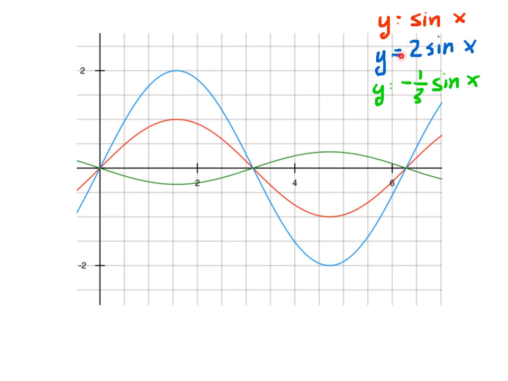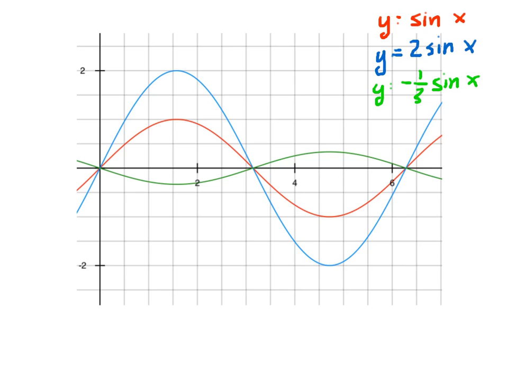So if we multiply sine of x by 2, or we place a 2 in front of sine x, we get the blue curve. Notice what happens. Our maximum is now up here at 2, our minimum is down at -2, therefore our amplitude has been stretched to 2. The green curve, I've placed a -1/3 in front of sine x.